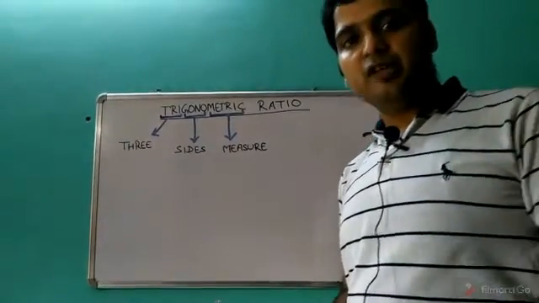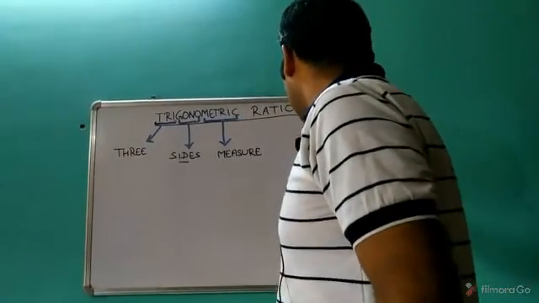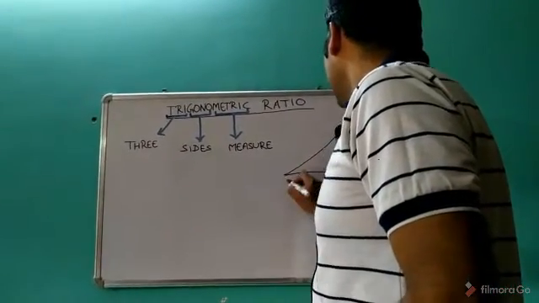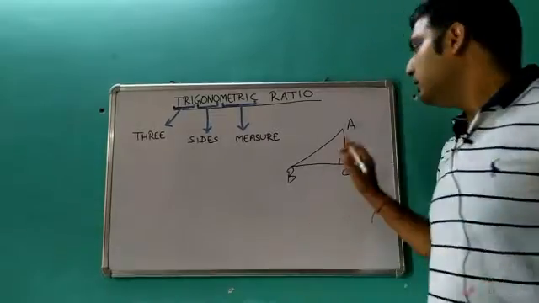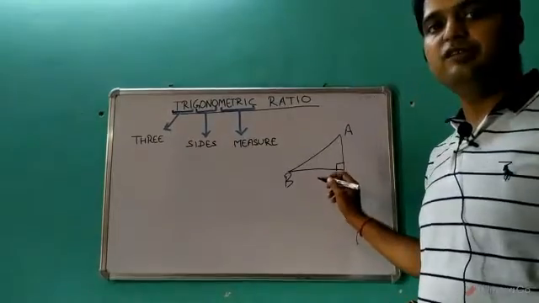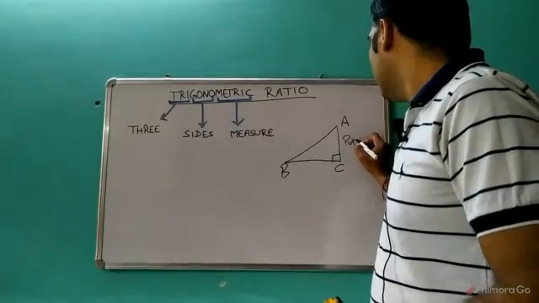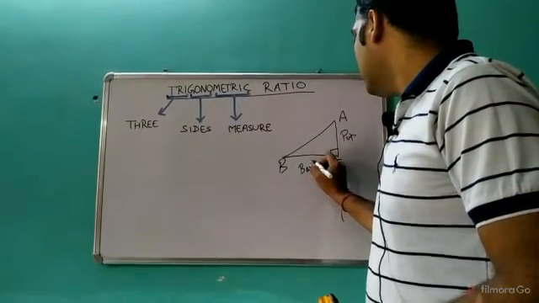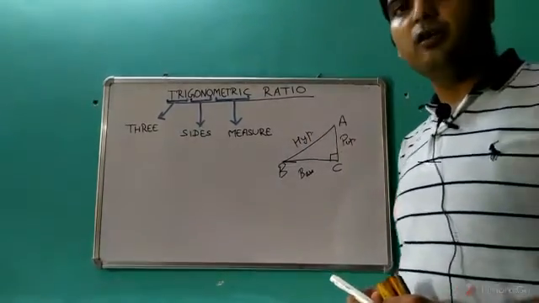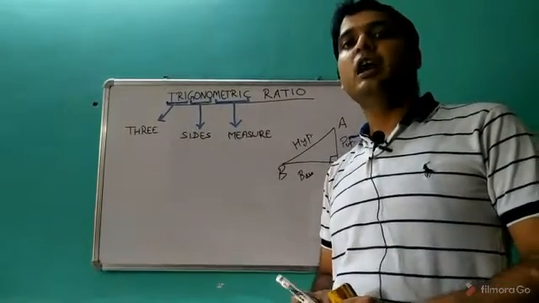First of all, for discussing that, we have to draw a right angle triangle in this manner, with a 90 degree angle, A, B and C. This is a right angle triangle having three sides AB, AC and BC. This side is called perpendicular, this side is called base, and this side is called hypotenuse. As we already discussed in the Pythagoras theorem, the three sides are perpendicular, base and hypotenuse.